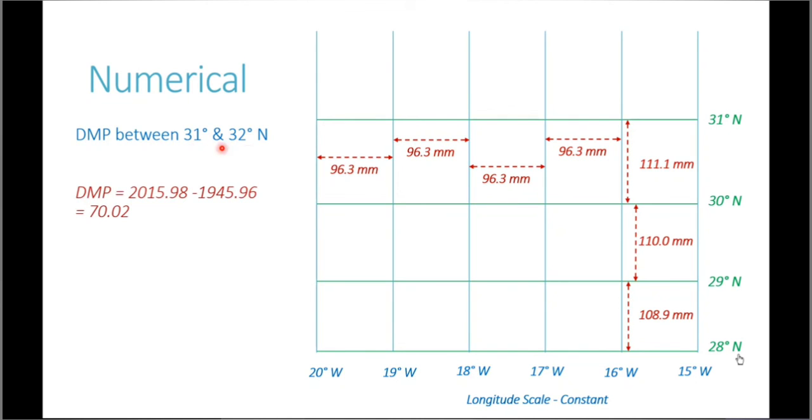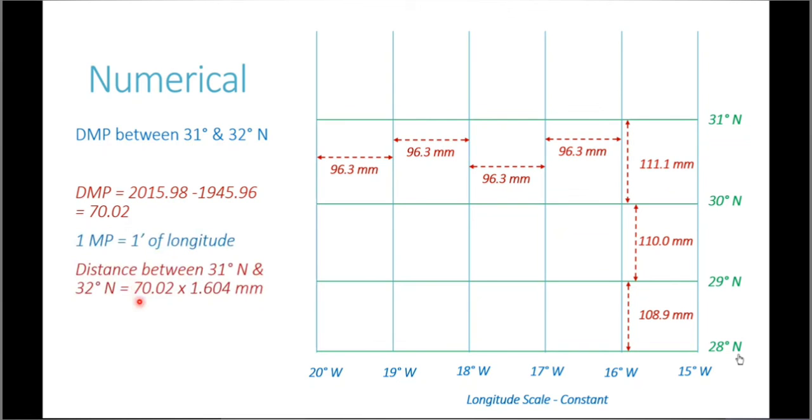Exactly in the same way, we find out the gap between 31 and 32. The DMP is 70.02. Multiplied by 1 minute of longitude, length 1.604, it gives us the gap between 31 and 32 as 112.3 millimeters. So keeping this gap between 31 and 32 as 112.3 millimeters, we can now mark off the parallel of latitude of 32 degrees north. And this completes the construction of our chart graticule for the required coordinates.